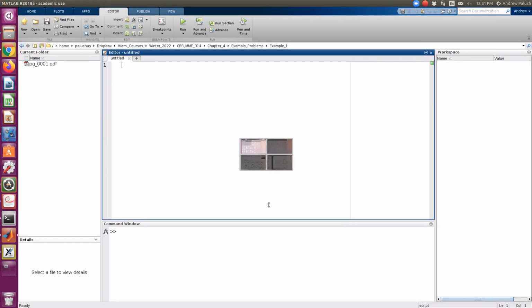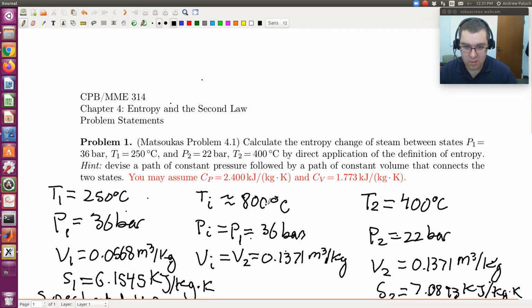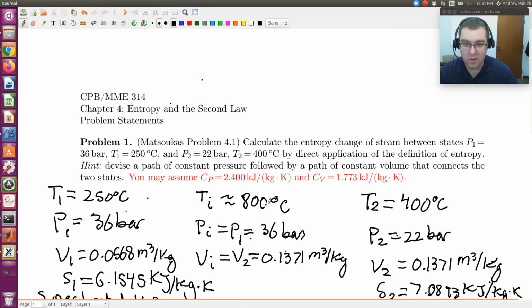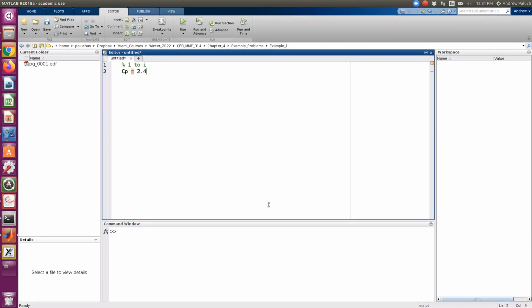Okay, so what I need, let me write, my heat capacity is 2.4, not in SI units, but in kilojoules per kilogram Kelvin. It's the same unit as entropy in the steam tables. So Cp is 2.4.